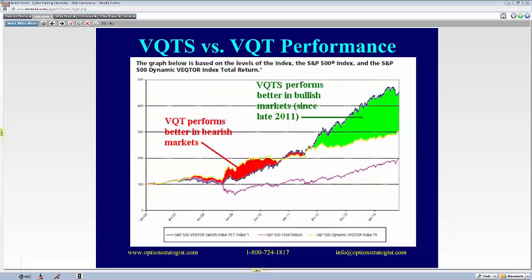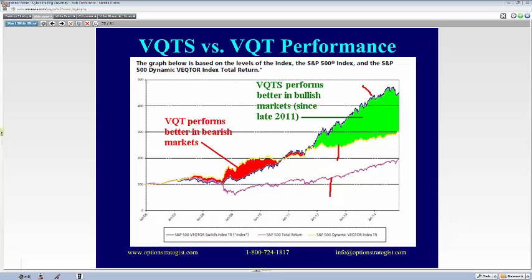So here's the comparison of the two. This is the S&P 500 down here. So they both outperform that by quite a bit. This yellow line right here is the VQT that we just looked at on the previous slide. And then this one is the VQTS. Well, VQT outperformed in the bearish market. And the next time we run into a seriously bearish time, it's going to do better as well.